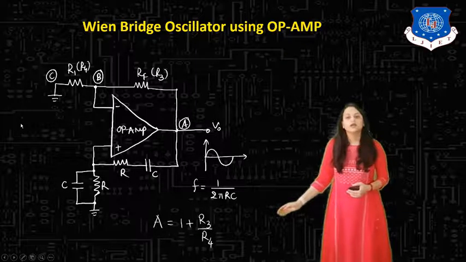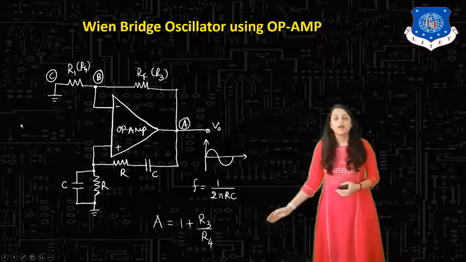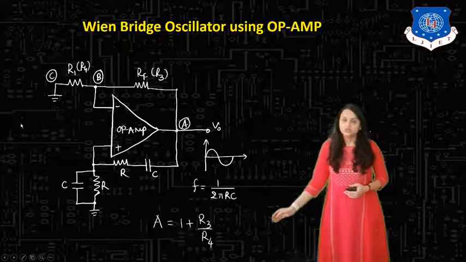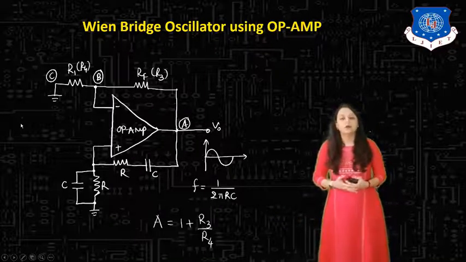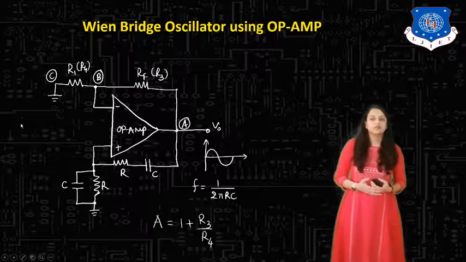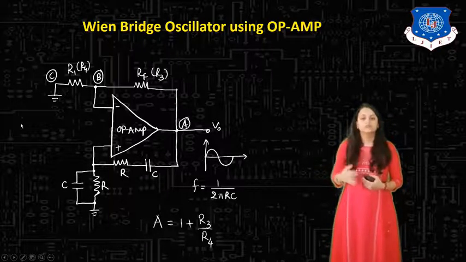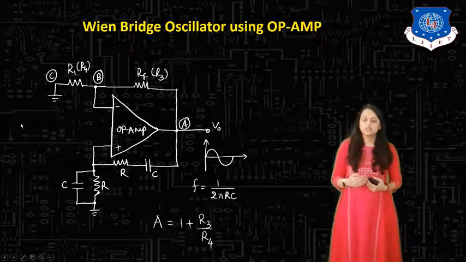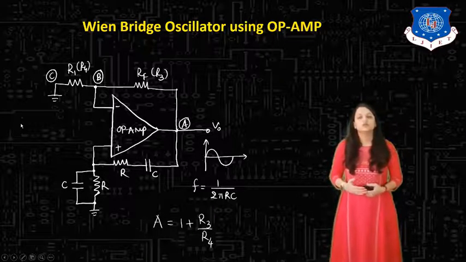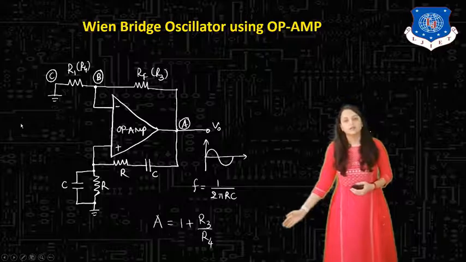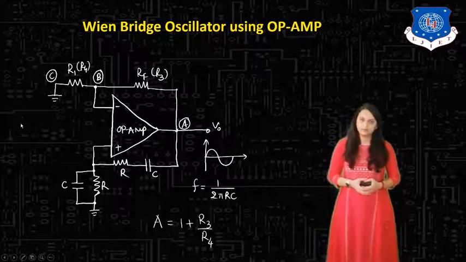And if we want to find out the amplifier gain, the value of amplifier gain A will be equal to 1 plus R3 by R4, because as you can see over here, for the inverting side we have the resistance values RF, R1, which are equal to R3 and R4. So for this the amplifier gain is 1 plus R3 by R4.